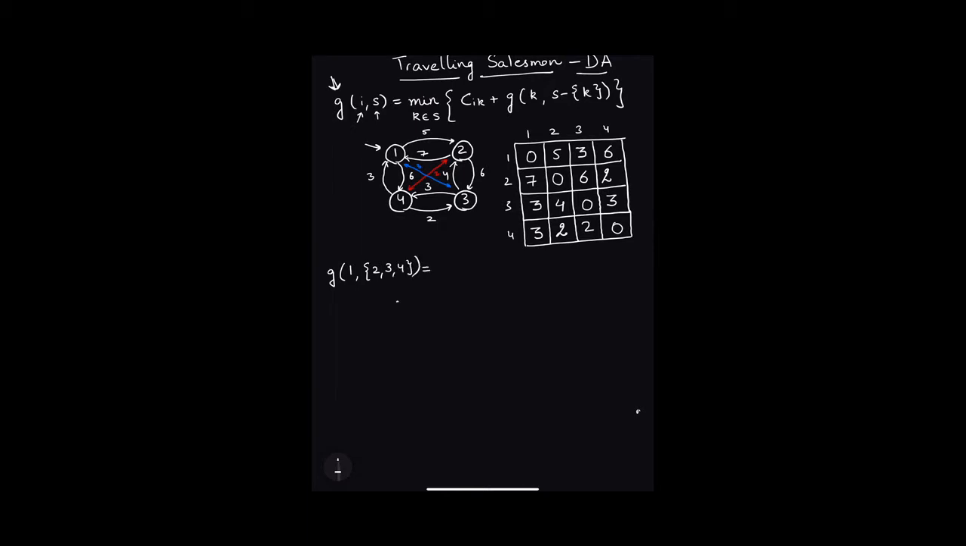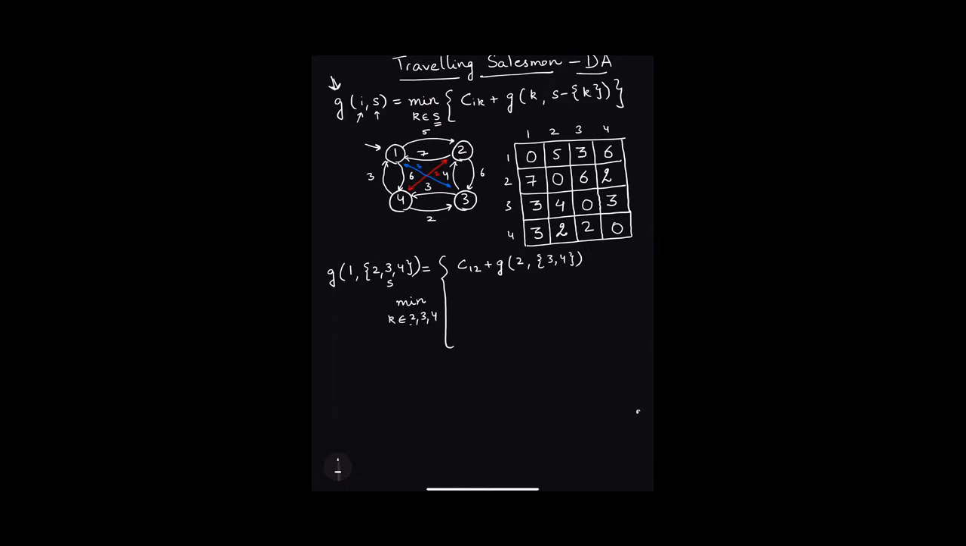This will be equal to the minimum, where k belongs to the state space. So this will be 2, 3 and 4, and the formula becomes C of ik. So if I'm considering k as 2, this becomes C of 1, 2 plus g of 2, comma, S minus k. S is 2, 3, 4, and k is 2. So this becomes 3, 4.